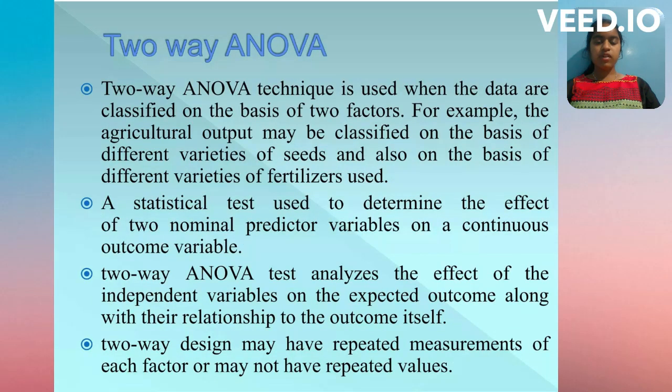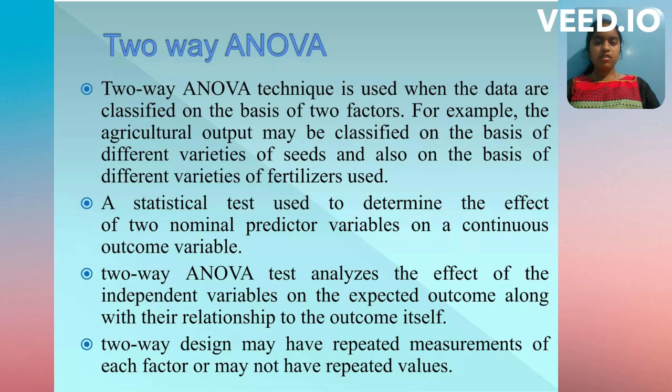Two-way ANOVA. Two-way ANOVA technique is used when the data are classified on the basis of two factors. For example, the agricultural output may be classified on the basis of different varieties of seeds and also on the basis of different varieties of fertilizers used.